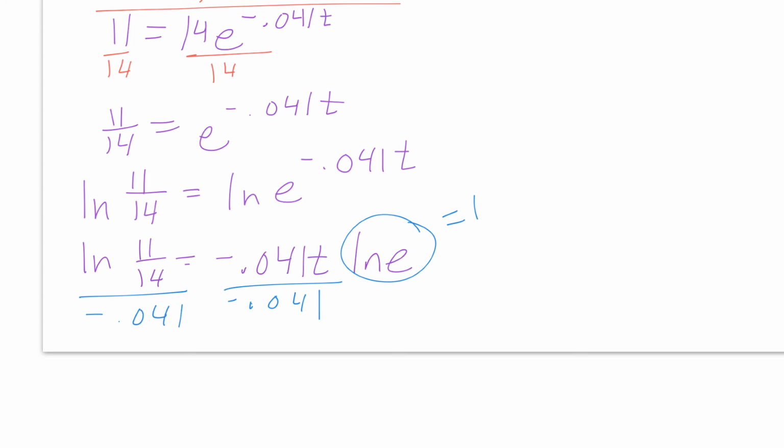And then it tells me to round to the nearest tenth spot. So when I plug this in my calculator, I get t to be approximately 5.9. Since we're talking about minutes, my answer here would be 5.9 minutes.